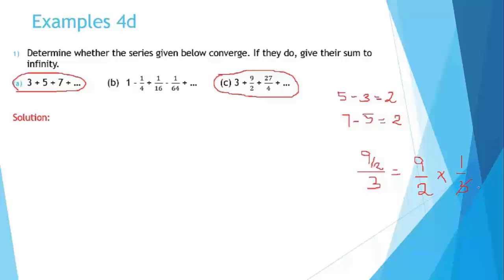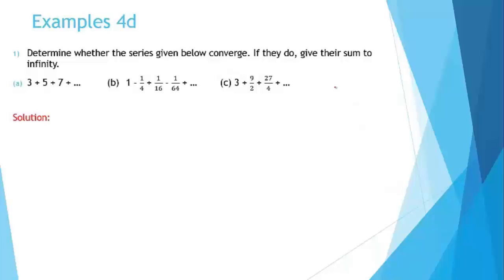So 3 goes into 3 once, 3 goes into 9 thrice. So we get the answer as 3 by 2. So we can confirm only when the same common ratio is got for the next calculation as well. So next we'll be working out 27 by 4 divided by 9 by 2.